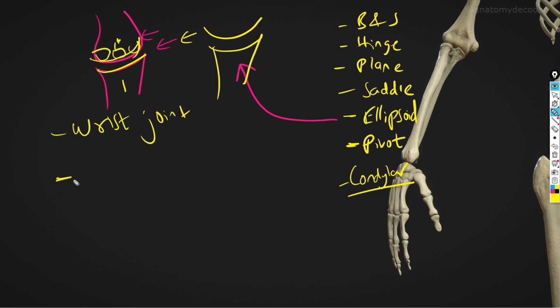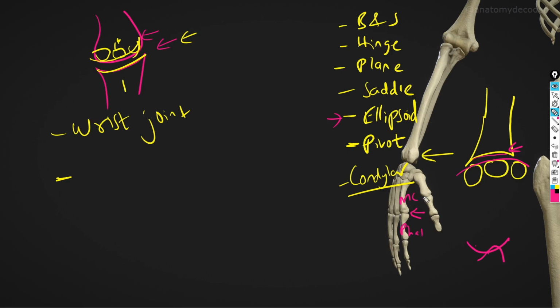And one more example is between the metacarpal and the phalanges. The metacarpophalangeal joint: look at the articulating surfaces. One side is convex, other side is concave. These two examples, try to remember in the ellipsoid variety of synovial joint: the wrist joint and the metacarpophalangeal joint.